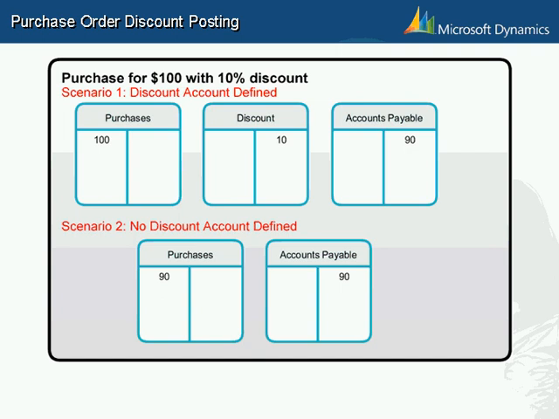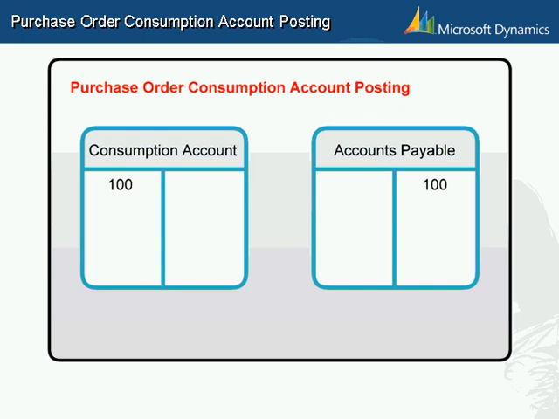So you can see two situations: discount account defined and no discount account defined. Purchase order consumption. The consumption account is used for credit notes and purchase. If you have, clears the post-financial inventory field.